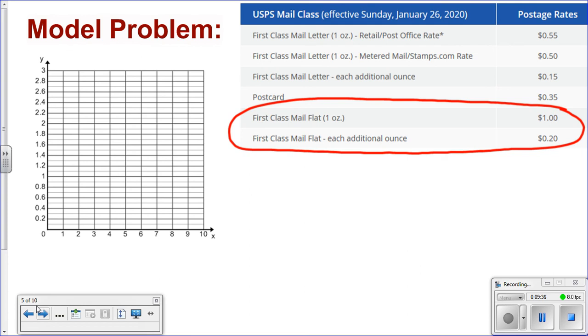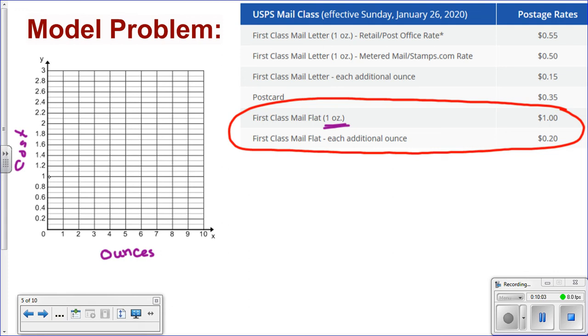So if you have anything up to and including 1 ounce, it's going to be $1. So anything up to including 1 ounce, so this is going to be ounces down here, and this will be your cost, because your cost is going to be dependent on how many ounces you have. Okay, so anything up to 1 ounce is going to be $1.